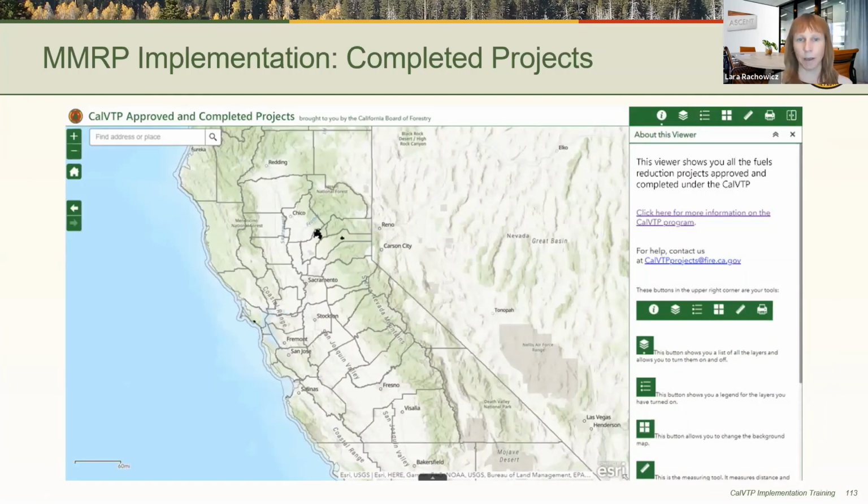As we've been talking about, the third time you need to submit data pursuant to SPR AD7 is when your project is completed. These data are useful for the state to track the progress of total acres treated under the CalVTP and the overall progress toward increasing the pace and scale of vegetation treatment projects. It can also provide project proponents with information on nearby vegetation treatments, which may be useful, especially when preparing a PSA. There is a link to the CalVTP implementation database webpage on the Board of Forestry's CalVTP homepage.